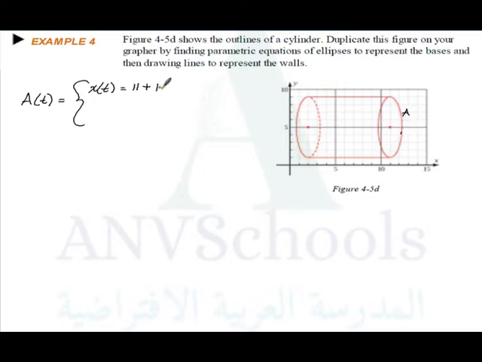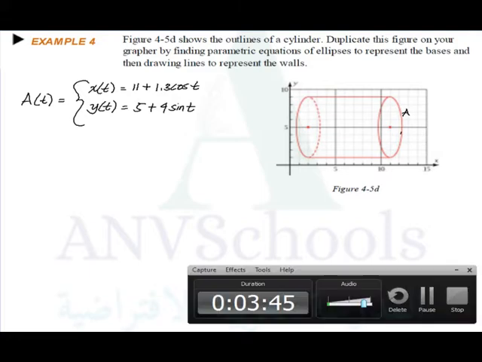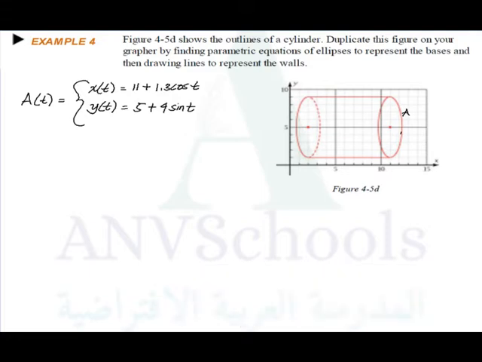So that's 1.3 cosine of t, and y of t is equal to the location from the origin going to y, which would be at the center. We have 1, 2, 3, 4, 5, plus it is stretched by a factor of 4, 1, 2, 3, 4. So 4 sine t. Okay, we're done with A.